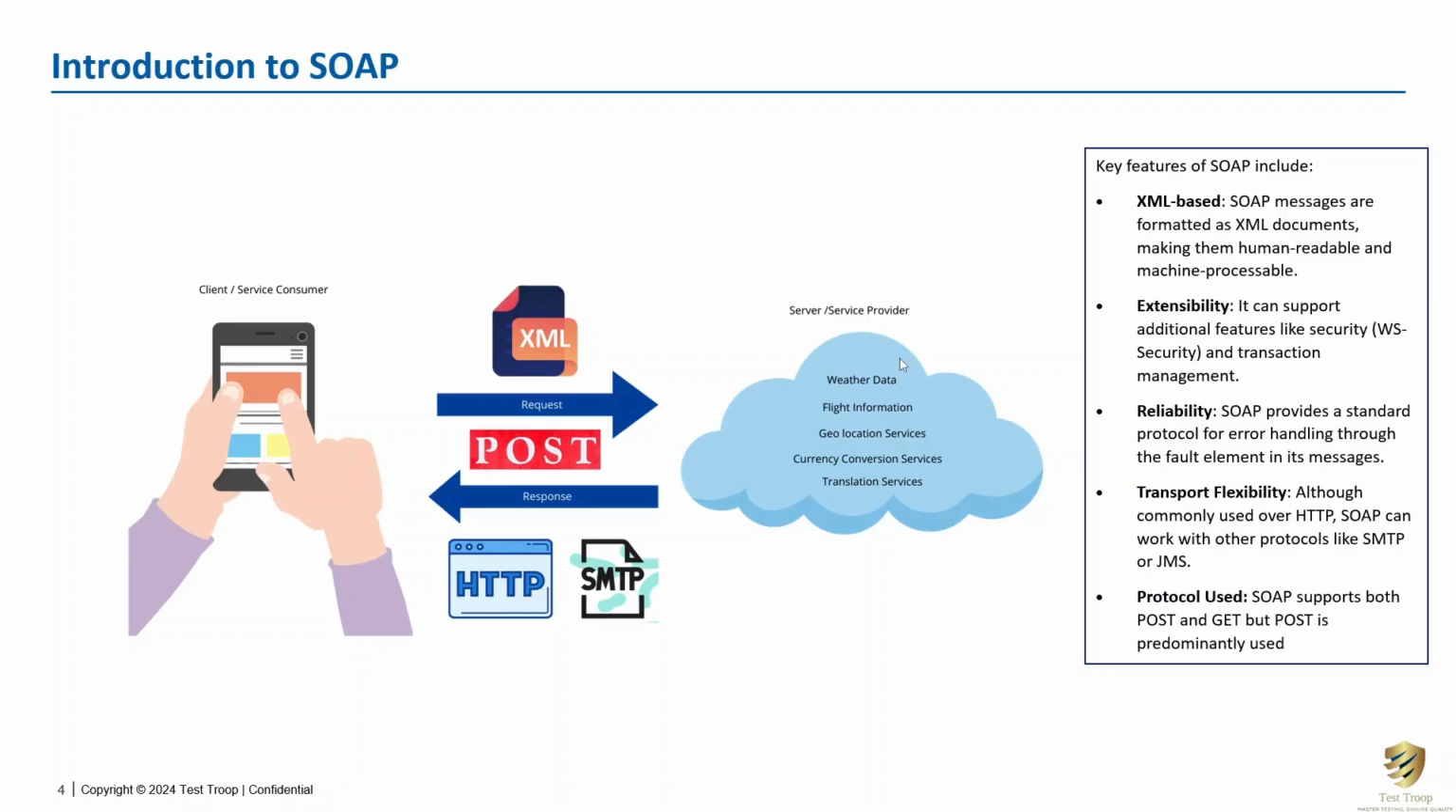In summary, SOAP is very strict in terms of its standards. It uses XML for the data exchange. It predominantly uses the POST method. It works well with HTTP, SMTP and JMS, and it is highly reliable, and it also provides additional security features. This makes SOAP a very good candidate for enterprise based applications.